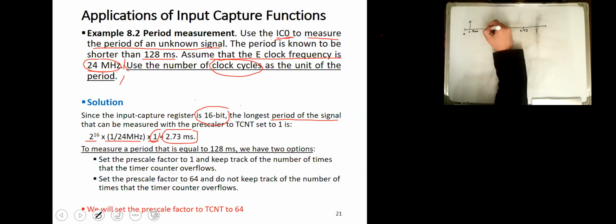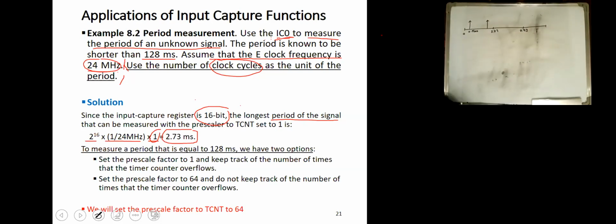If the second rising edge arrived here, there is no problem. We record this time. Let's say this is 1.5. So we say 1.5 minus 0.5, it is 1 millisecond. So the period is 1 millisecond. This is very optimistic, because we assume that we receive the first edge here and the second edge here.